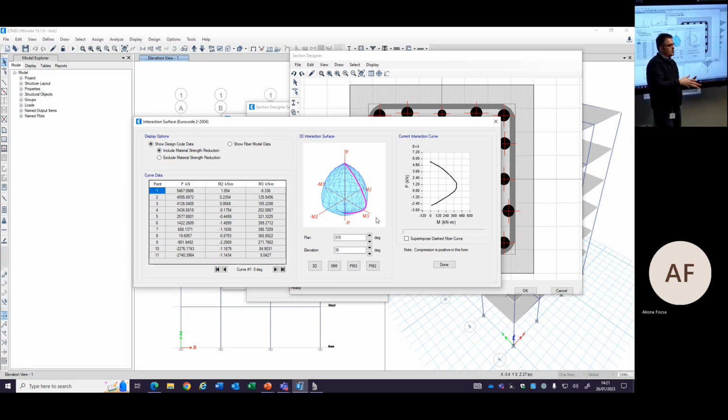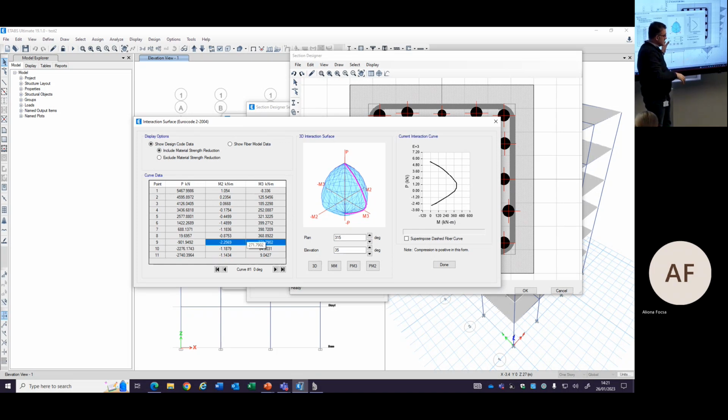This is what you need to do for your coursework for one of the columns. You need to pick one of the columns and say, from the load combinations, I have P, M2, M3 in this load combination, and this is my capacity. If I divide these two together, I come up with the demand to capacity ratio, and this is what you see in ETABS.